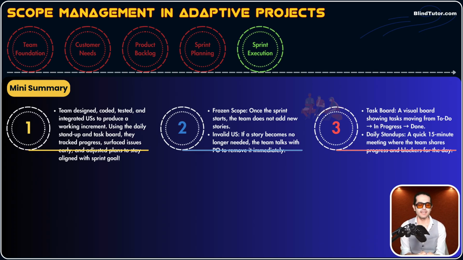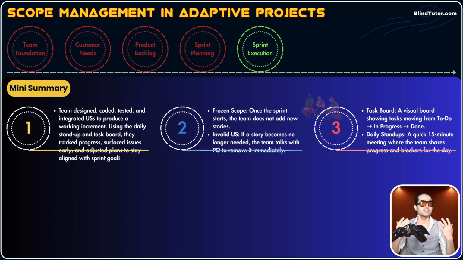And guys, the most important ceremony in sprint execution while the team is performing in the sprint is the daily stand-up. A daily stand-up is a 15-minute meeting. In this ceremony, every team member has three statements. Number one, what did I do yesterday? Number two, what will I do today? Number three, what is blocking me? So everybody talks about these three statements.